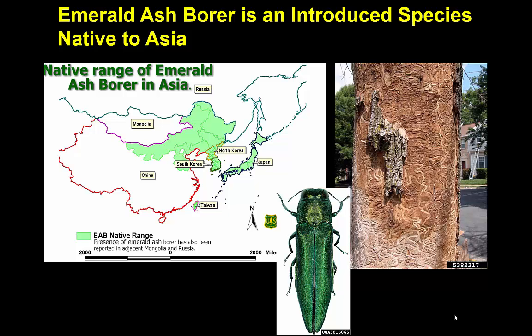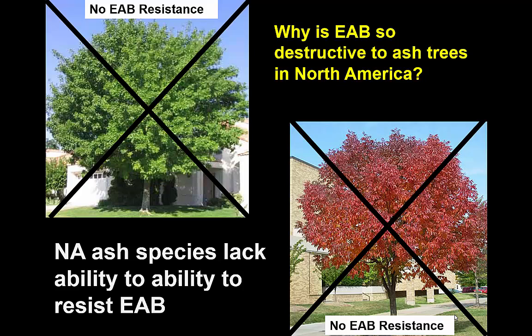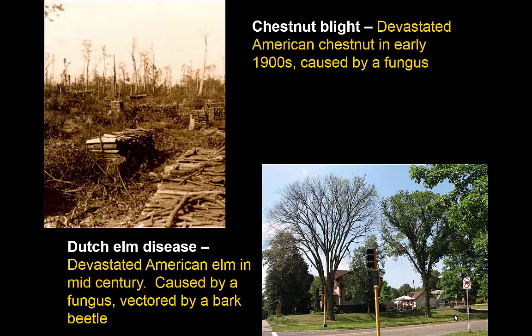It is a problem now, a big problem in North America, where it has never been found before. So basically, why is EAB so destructive to ash trees in North America? North American ash species lack the ability to resist emerald ash borer. They have not evolved the ability to resist this insect, as has Asian ash. And as a result, we are seeing a loss of trees that is pretty much unprecedented in the history of this continent, caused by an invasive species of tree-killing organism.